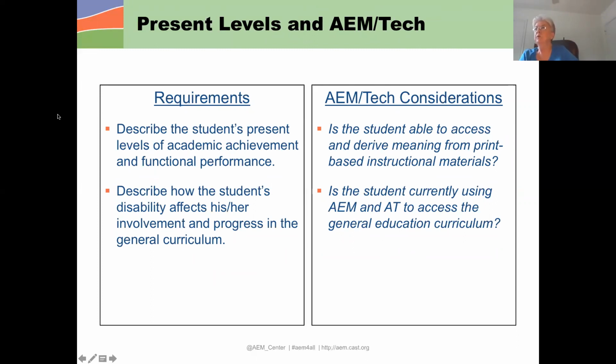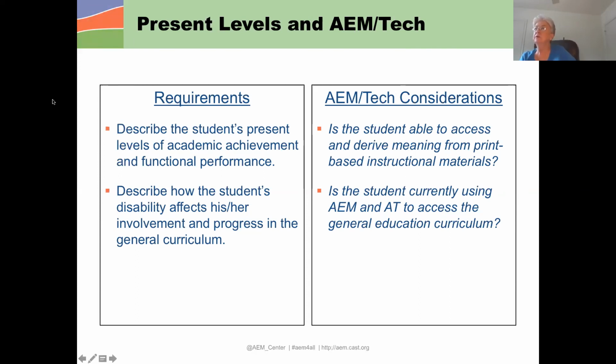You know that's required by IDEA to describe these present levels and describe how the student's disability affects his or her involvement and progress in the general curriculum. So what we're looking at and considering is the student able to access and derive meaning from print-based instructional materials? And is the student currently using AIM and assistive technology to access the general education curriculum?